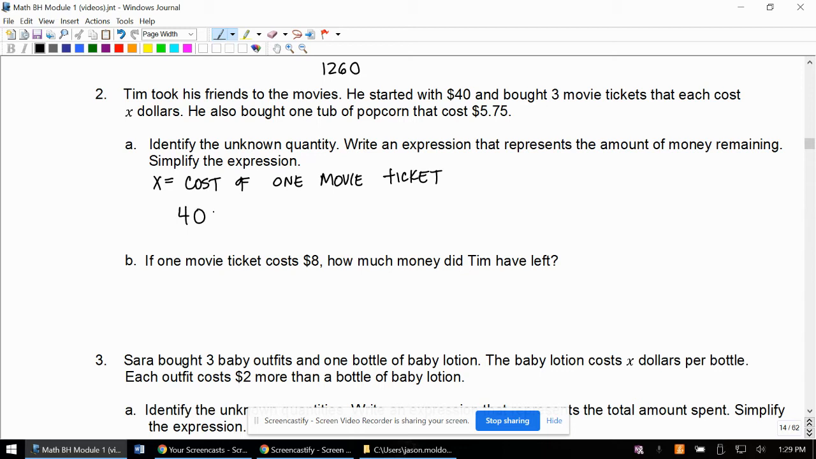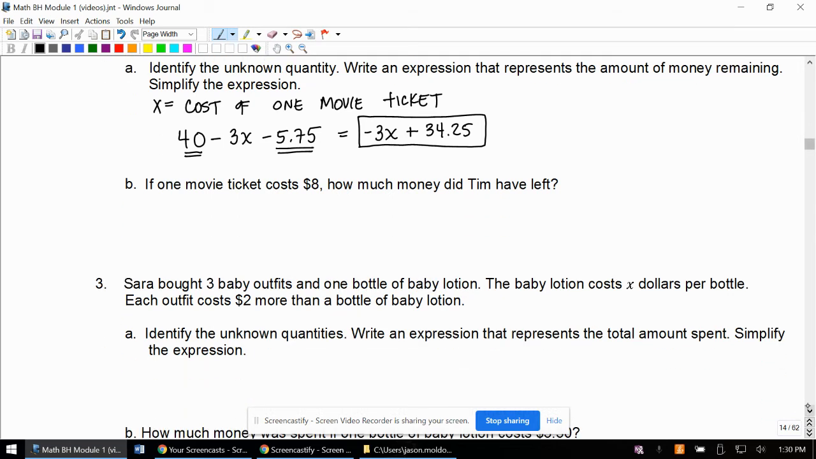Started with $40, reduced that by 3 tickets, so 3x, and then also bought a tub of popcorn, so spent $5.75. And then we're going to combine like terms, negative 3x, and we're going to combine these, which are our constants, which leaves us positive 34.25. I would not overuse a calculator, but to speed up some of this number crunching, you can use a calculator, but you should also be able to do 40 minus 5.75 without a calculator if you had to on a quiz or test. So by all means, have one out to speed through some of this. Make sure you understand the math though.